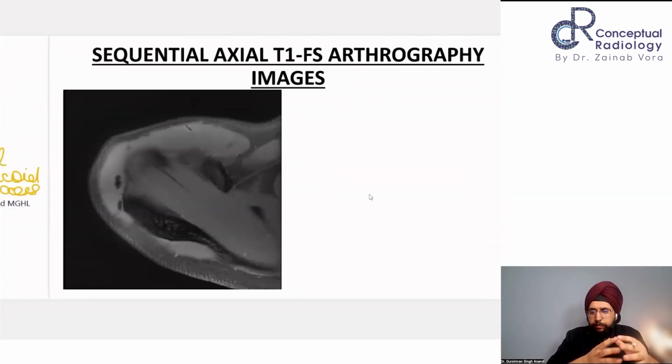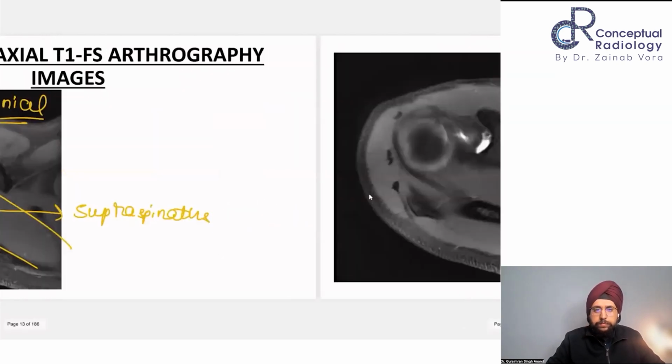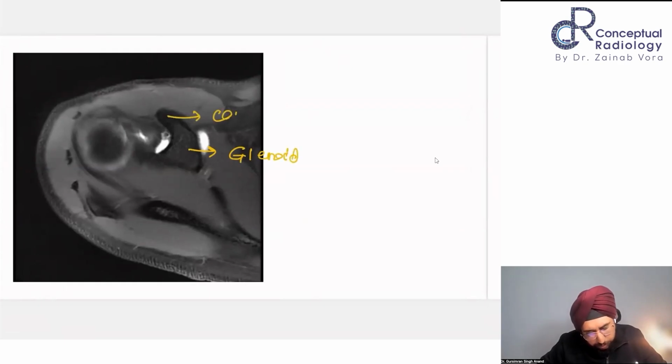Okay. So we'll look at some sequential images. We are starting from the cranial most aspect of the shoulder joint. So this is the cranial most image. This is basically your supraspinatus muscle. Okay. So now we will be going caudally from this section. Okay. So in the first section, when you see the part of the glenoid, this is basically your coracoid process. You will see a ligament which is running parallel to this. So this is basically your SGHL.